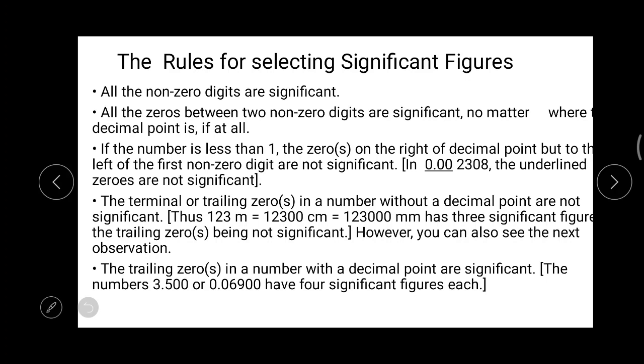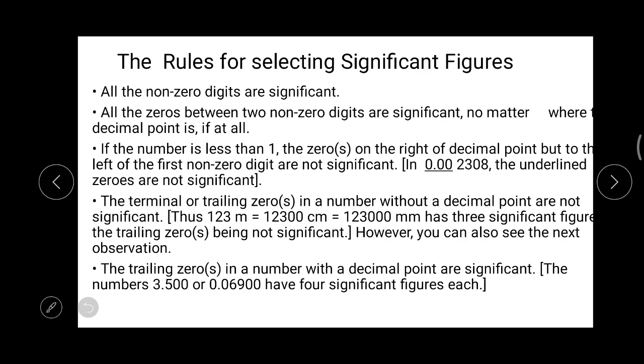Now the terminal or trailing zeros, that is the last zeros in a number without a decimal point, are not significant. Okay, the terminal or the trailing, it means the last portion. So here an example is also given.